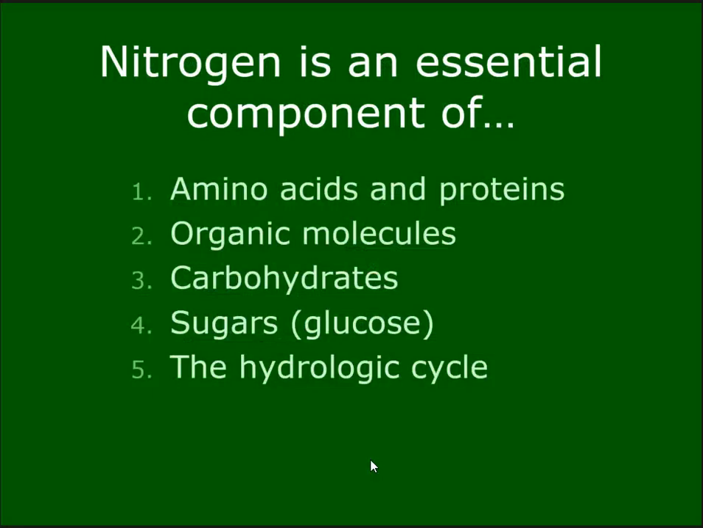Okay. Why do you need nitrogen? It is an essential component of amino acids and proteins, organic molecules, carbohydrates, sugars, glucose, the hydrologic cycle. Well, you can cross the hydrologic cycle right off because that would be water. Carbohydrates and sugars, well, sugar is a carbohydrate, so there you go. Organic molecules, this is important.